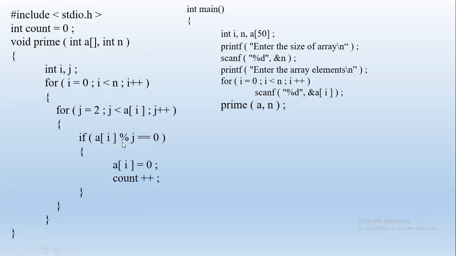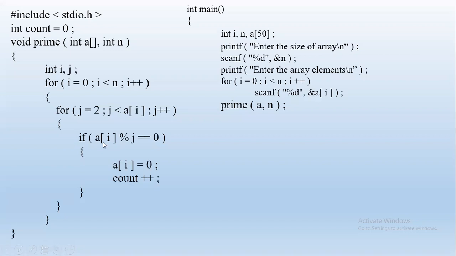A of 2 is 5. 5 % 2 is 1. When we divide 5 by 3, we get remainder 2. That is also not equal to 0. Condition false. Then when we divide by 4, 5 % 4, the remainder is again 1, which is not equal to 0. Condition is false. It does not enter this loop at all, right?